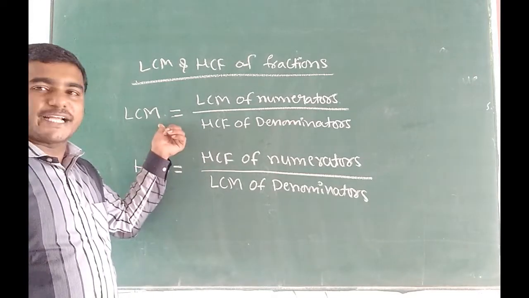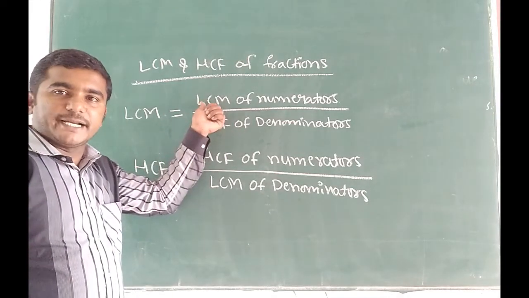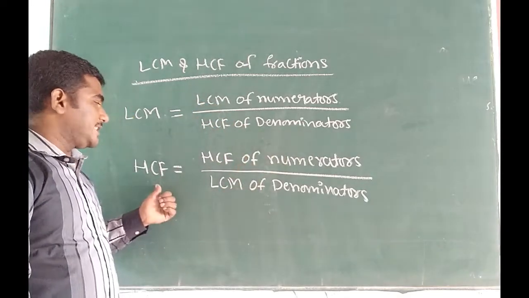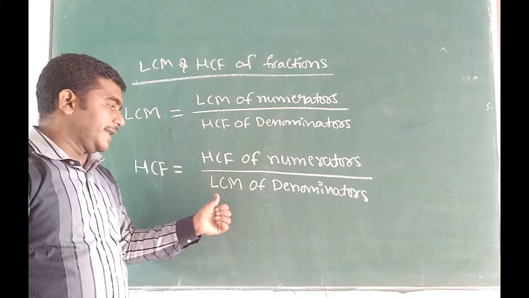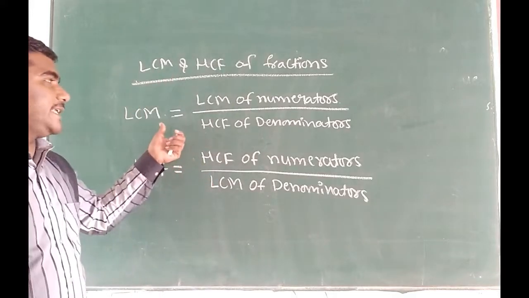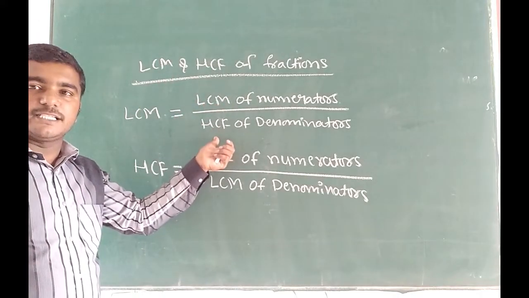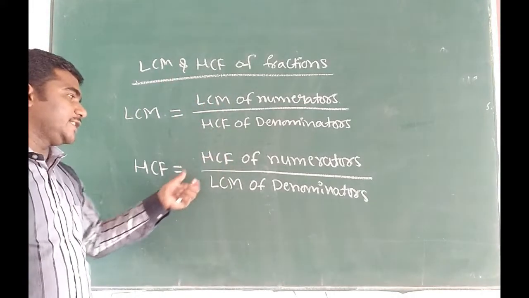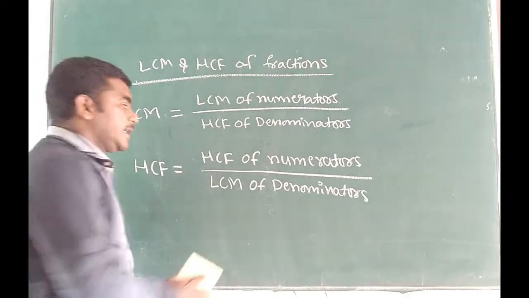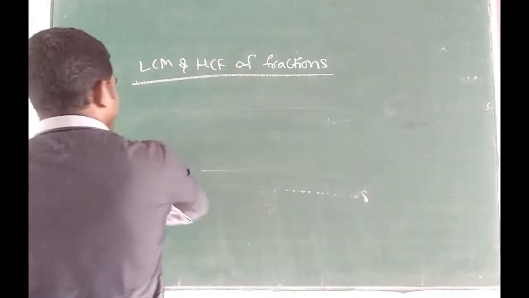What is the LCM of fractions? LCM of numerators by HCF of denominators. And what is the HCF? HCF of numerators by LCM of denominators. We will take one small example to find this. Let's understand the formulas. LCM of numerators by HCF of denominators. HCF is equal to HCF of numerators by LCM of denominators. Now we will take one small example.